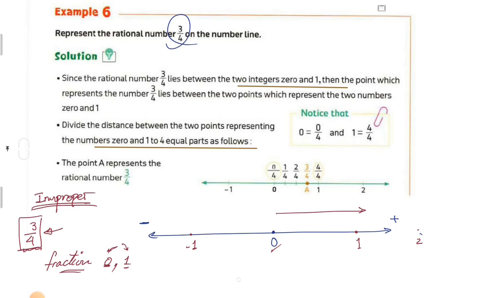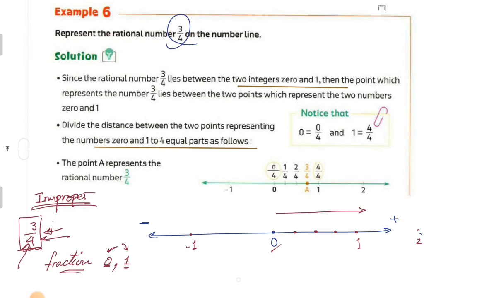Exactly. Okay, look at the denominator. 4. Yes. So I will divide this distance into 4 parts. Put the first point here. Just we have 2 parts. Every part divided into 2 parts. Now we have 1 part, 2 part, 3 part, 4 part. Okay, this is 4 parts.